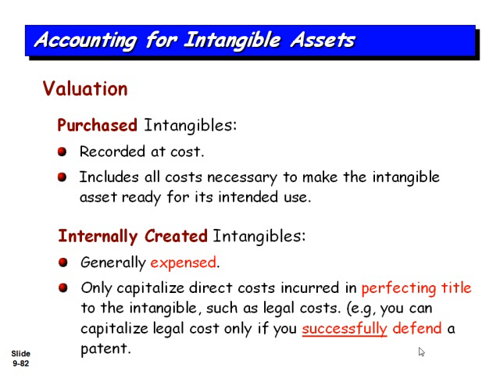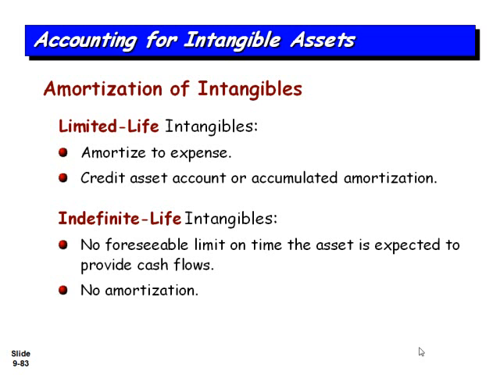There are exceptions to this, and they are related to a concept called perfecting title. For example, the company can capitalize its own legal costs, the cost of its lawyers or attorneys, only if you successfully defend a patent. We'll go into that in a little minute.